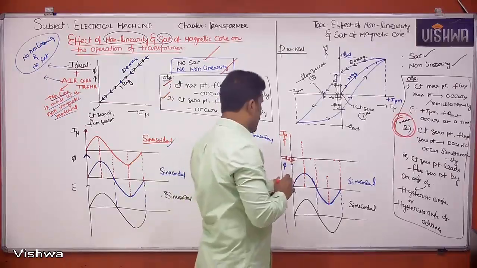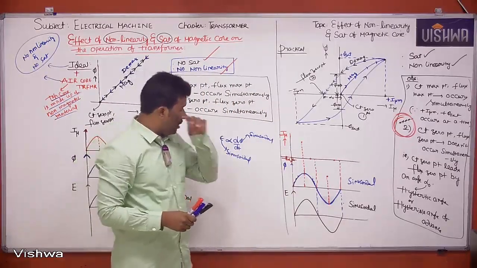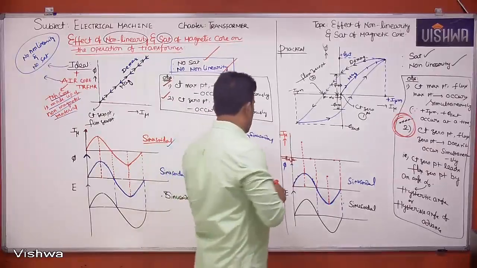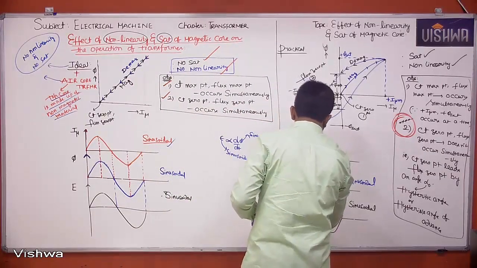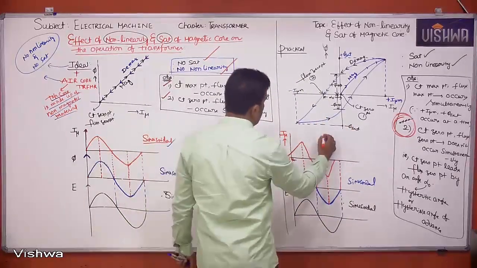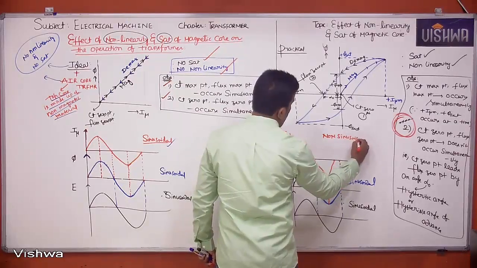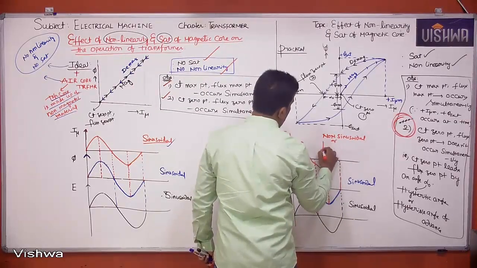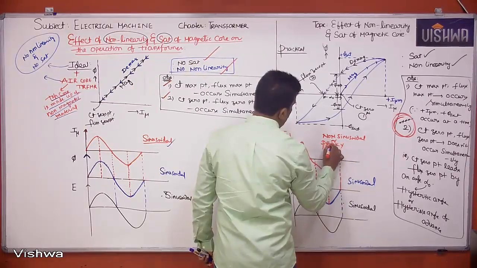Now please try to draw the shape of your IMU waveform. Obviously, the shape of the IMU waveform becomes like this. Nothing but non-sinusoidal, or I can say a peaky waveform. What here? Peaky waveform.